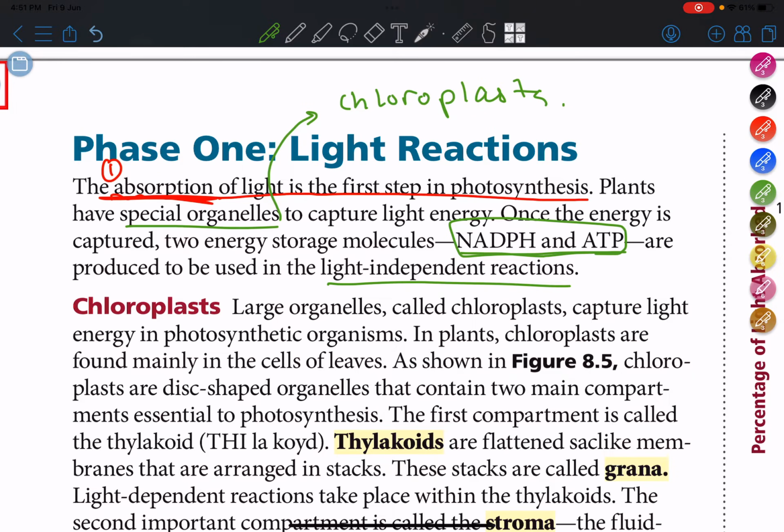What is very important for you to know in photosynthesis and in cellular respiration when we take it is, what are my reactants? What is the purpose of this phase? What do I have and what do I produce? What is my end product? These are the most important things that you should know.